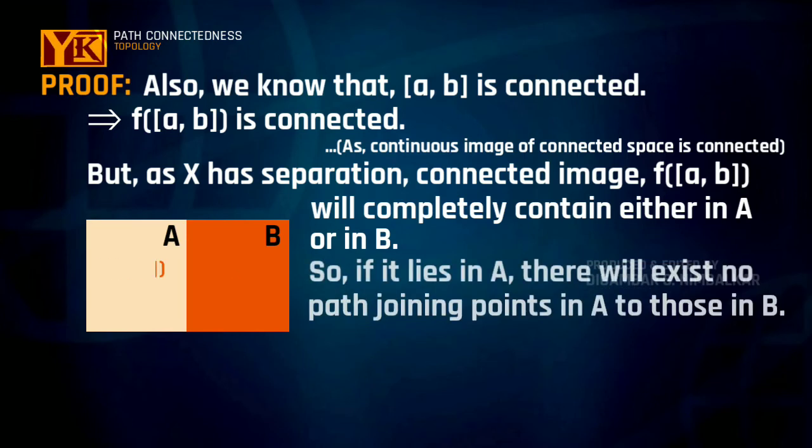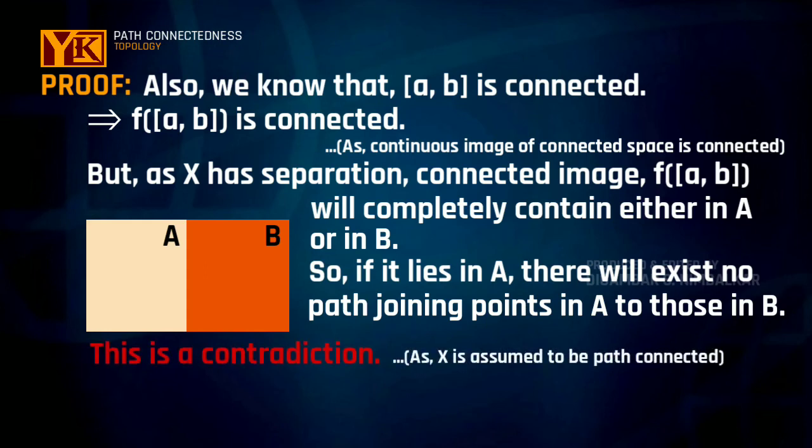So what does this mean? If it lies in A, then there will exist no path joining the points of A to points in B, and this will be a contradiction, since we have assumed that X is path connected. And thus our assumption that X is not connected is wrong, and hence X has to be connected.